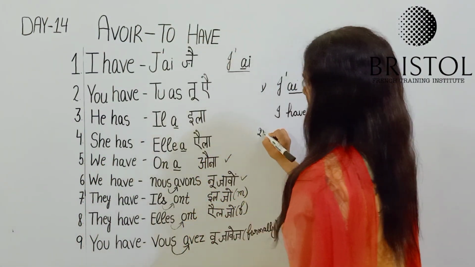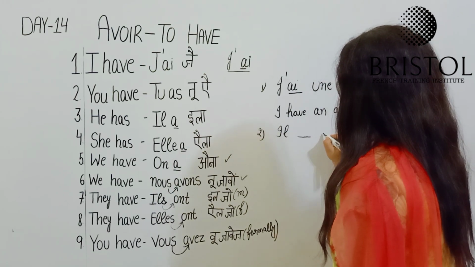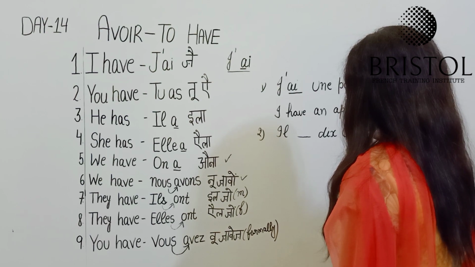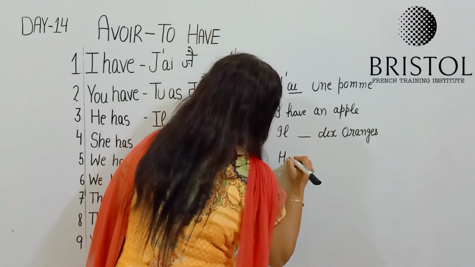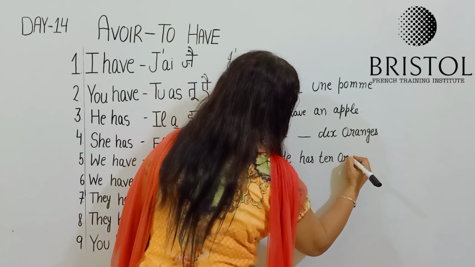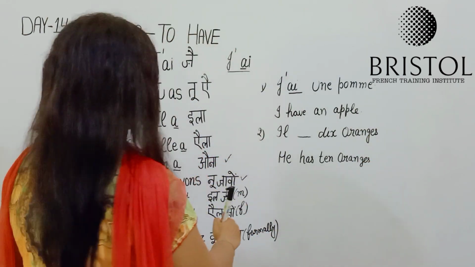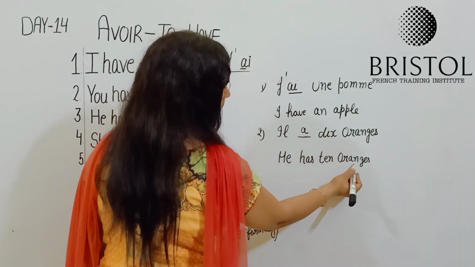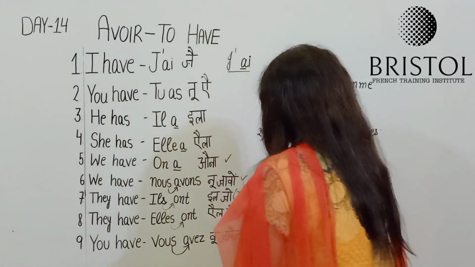Now, he has 10 oranges. He means il, has means a. Il a 10 oranges. Il a des oranges.